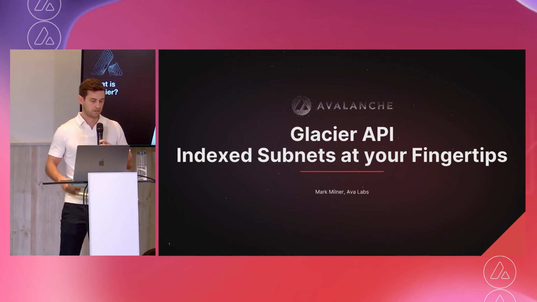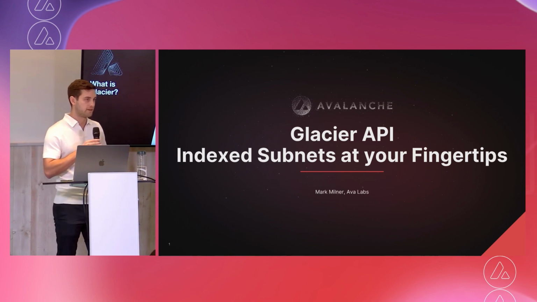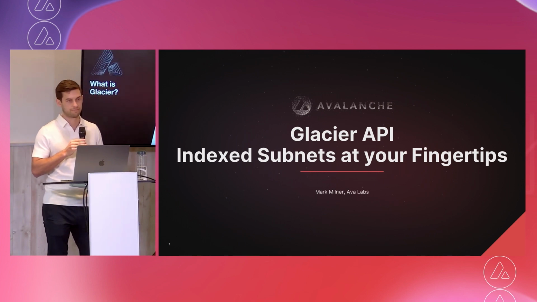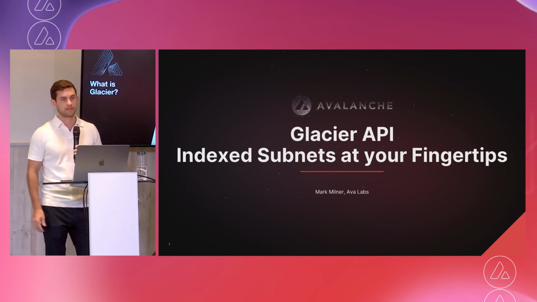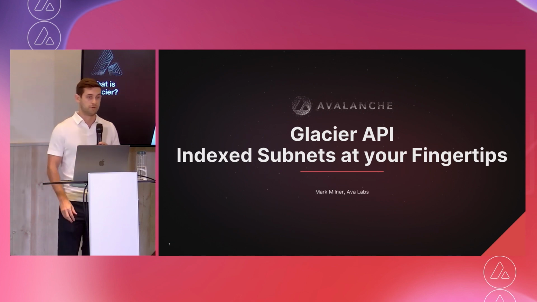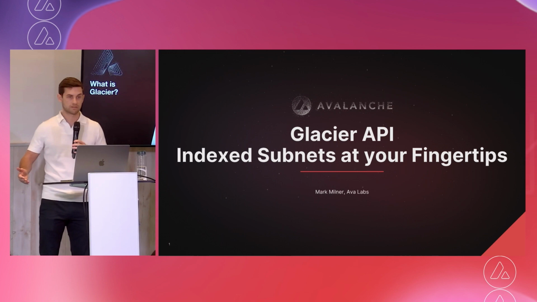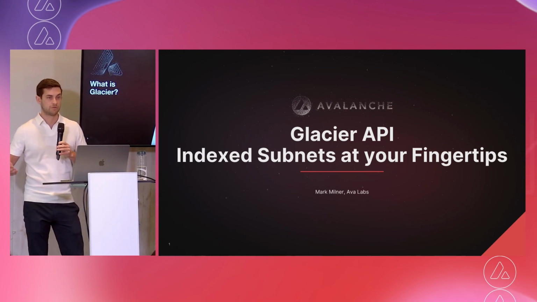So what chains do we index? We index all of the Avalanche primary network chains, so the P chain, the C chain, and the X chain. And we also index a variety of EVM compatible blockchains and subnets. So if you've built your subnet with Subnet EVM, we can index that for you and serve it with Glacier. And we also are EVM compatible, so we can index other chains like Ethereum, which we also serve today.